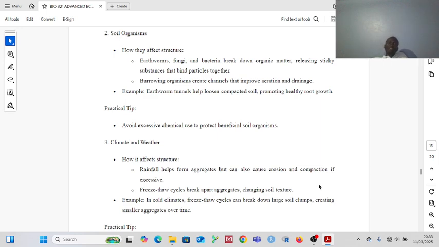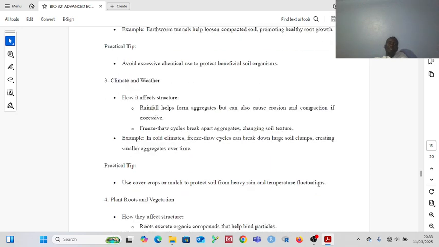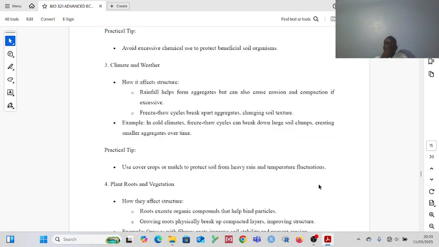The other thing that impacts soil structure is climate and weather. How do climate and weather affect structure? Rainfall will help in forming aggregates, but equally that rainfall can cause erosion. If there is a lot of rainfall in an area, then you can have erosion. The water can move away with the soil, can sweep the soil, and that will lead to erosion.